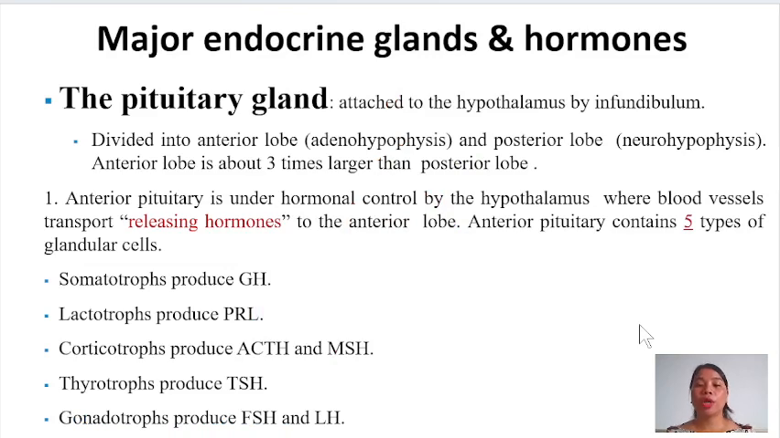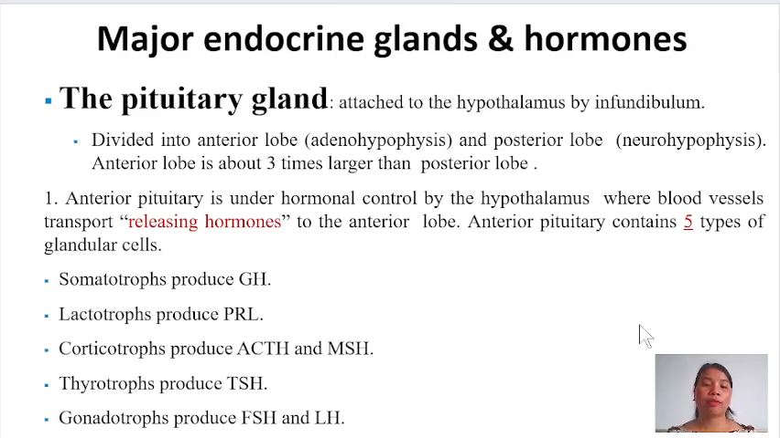So the major endocrine glands and hormones. First we will see the pituitary gland. The pituitary gland is attached to the hypothalamus by the infundibulum. It is divided into 2 parts, that is the anterior lobe and the posterior lobe. The anterior lobe is also known as adenohypophysis and the posterior lobe is also known as neurohypophysis. The anterior lobe is about 3 times larger than the posterior lobe.